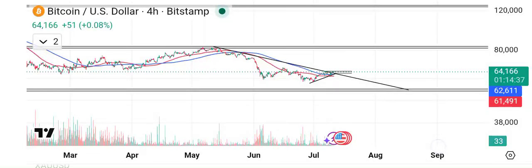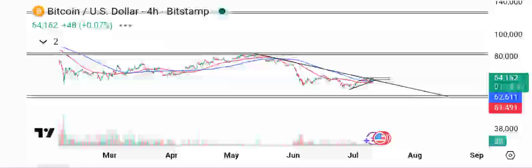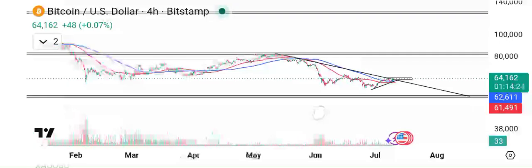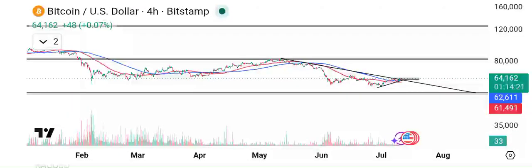Okay, looking at the Bitcoin US dollar 4 hour chart. From the analysis here, I'll be dropping a recap of what happened in the week and my expectation of price movement upfront. Just similar to the previous videos.